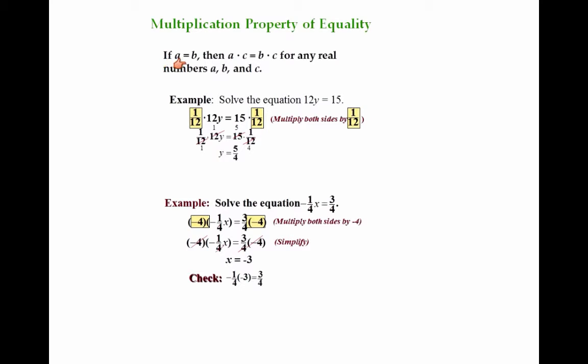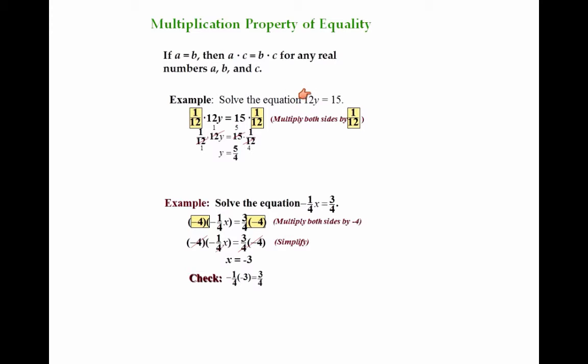Multiplication property of equality. If a is equal to b, then ax is equal to bx. This is also a very important property because it allows us to solve equations. I'm allowed to multiply any number I want to both sides of the equation. This would be a good example. 12y is equal to 15. Okay, I want to eliminate this 12. This is the coefficient of my variable y.